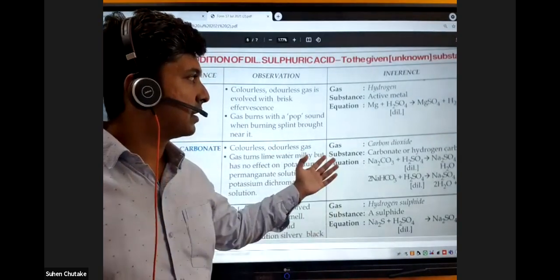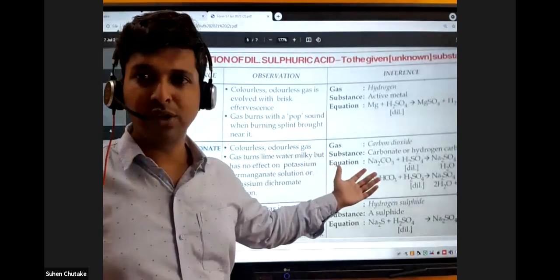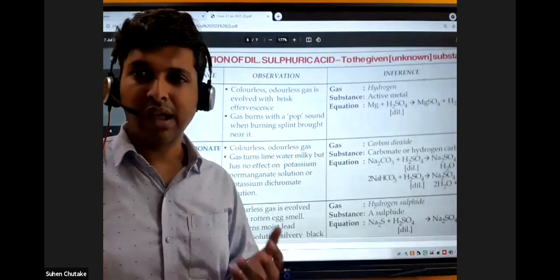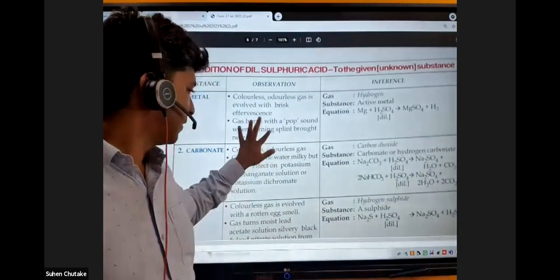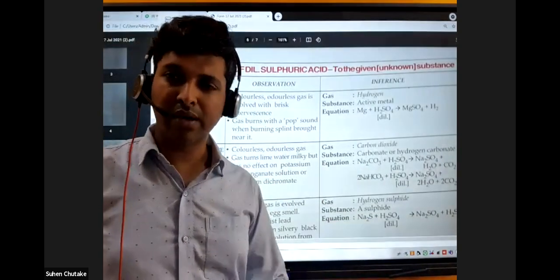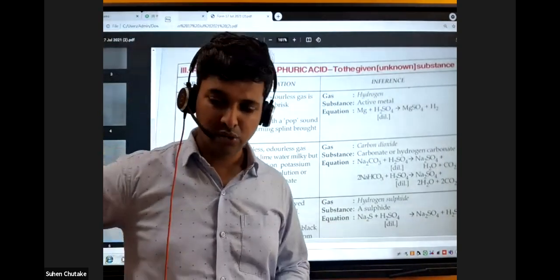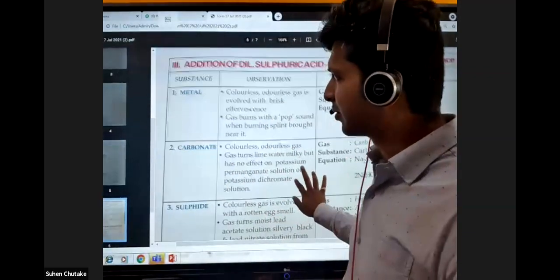Then another one is carbonate. Carbonate, when you treat it with H2SO4, will release carbon dioxide. Carbon dioxide can turn lime water milky. Then with sulfide, if you treat it with H2SO4, you'll get H2S with a rotten egg smell. So this is what your practical chemistry is all about, right?